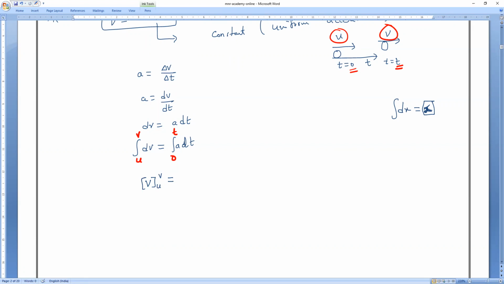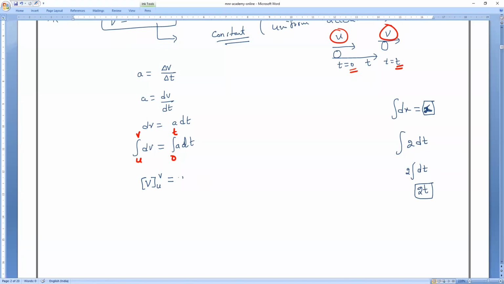Next, here a is the constant. We already assumed that. Like a constant, suppose 2 into dt. Then what will happen? 2 will come out and dt will give the function. So 2 dt means what is the function? 2t. Is it yes or no, everybody?